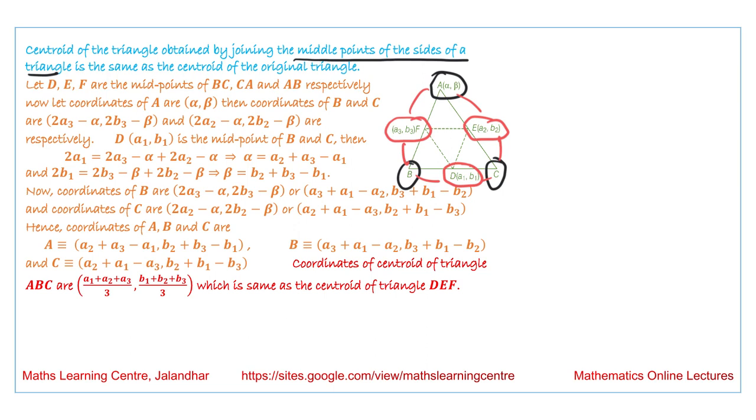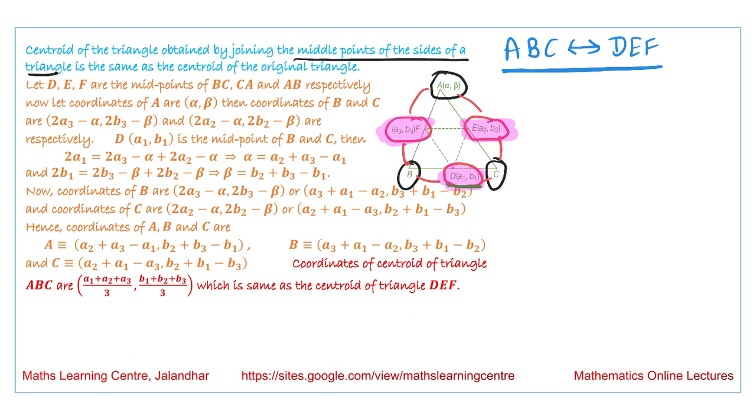So we are talking about the centroid of the given triangle ABC and the centroid of this new triangle DEF. We have to prove that the centroids of both these triangles are the same. We write the coordinates of these points: D is (a1, b1), E is (a2, b2) and F is (a3, b3). These are the three coordinates that we have.